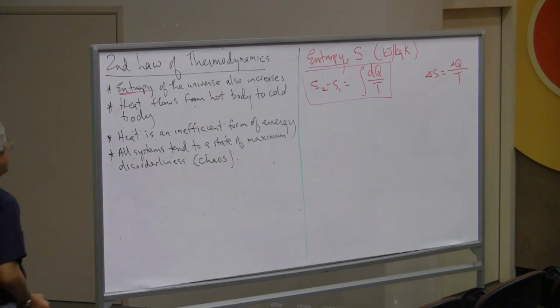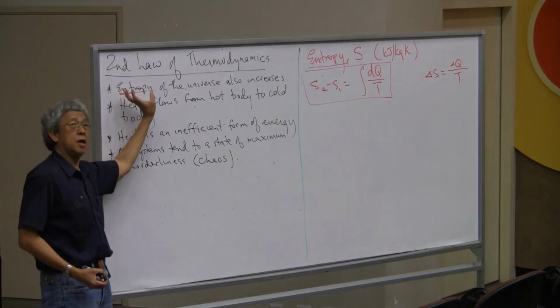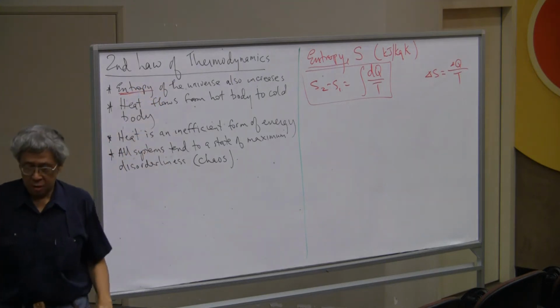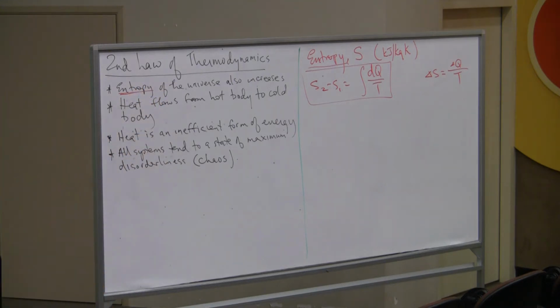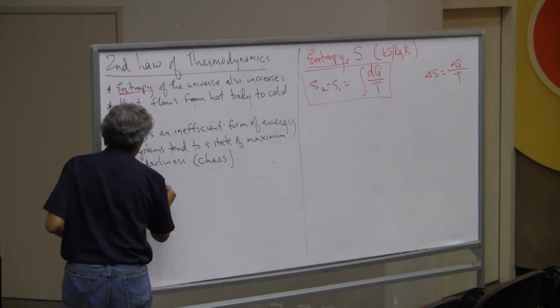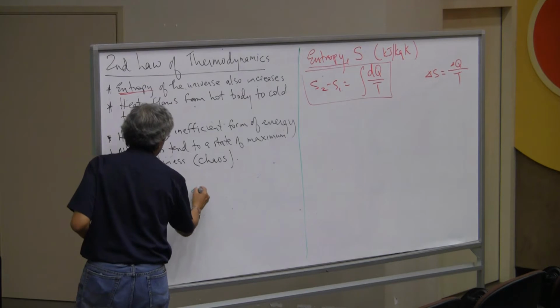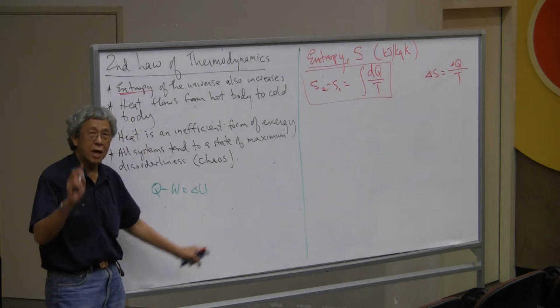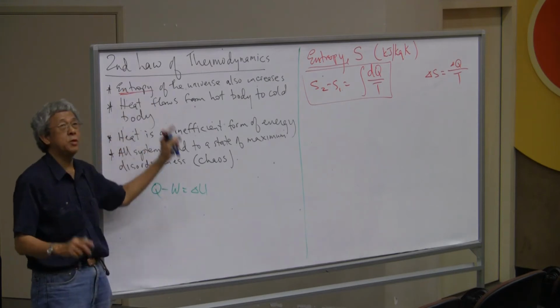Why entropy now? Because entropy is the key property inside your second law of thermodynamics. Just like the first law of thermodynamics, what do we have? Change in internal energy. Our first law, Q minus W is equal to delta U. First law gives rise to this concept called internal energy. Second law will involve the property called entropy.